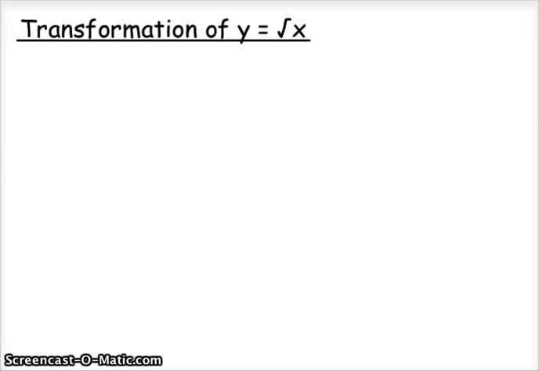For the second part of 10.1, I want to look at the three possible transformations that would happen on the parent function of y equals the square root of x. There are three specific parts that will affect the graph. So here are the possibilities.